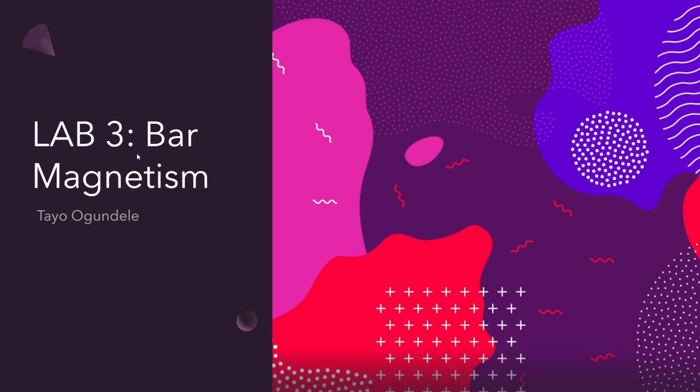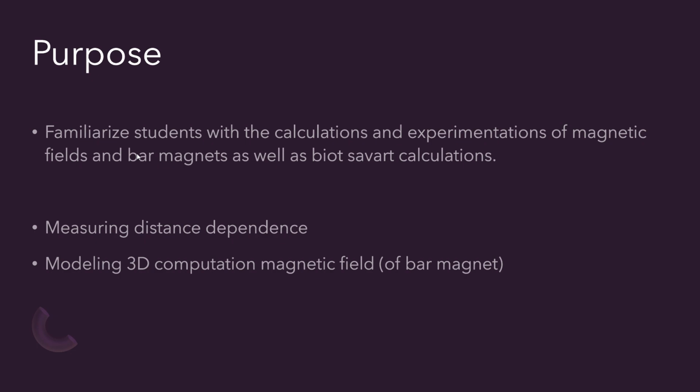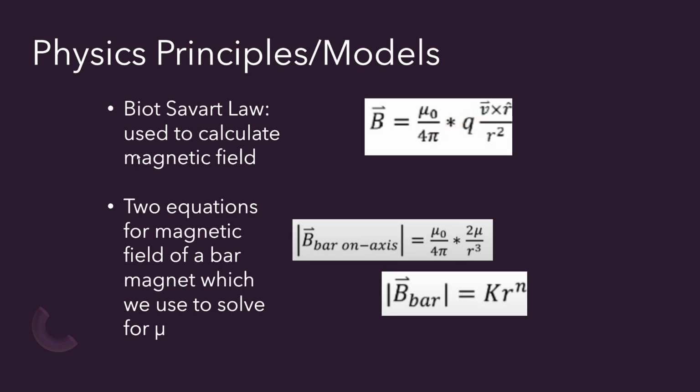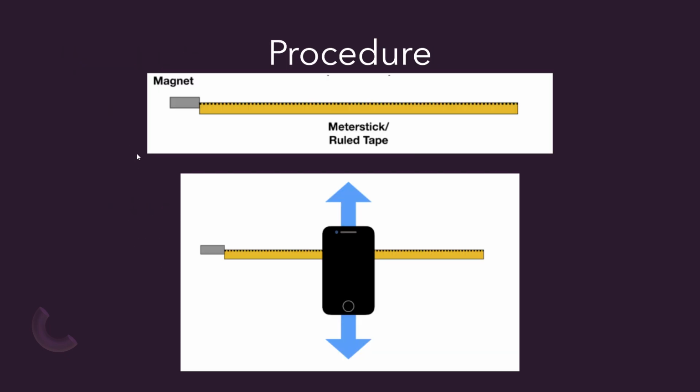This is my Lab 3, bar magnetism. The purpose is to familiarize students with calculations and experiments of magnetic fields and bar magnets. We're going to be measuring distance dependence and modeling 3D computations of magnetic fields. We're going to be using the Biot-Savart law, which is used to calculate magnetic fields, and these two equations that represent the magnitude of the magnetic field for bar magnets, which we use to solve for mu.